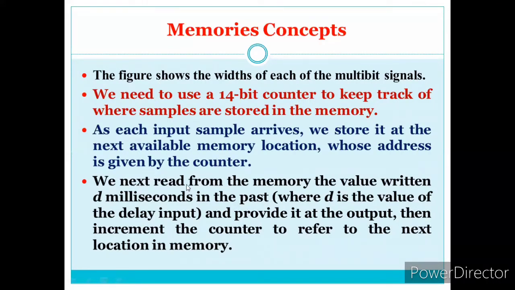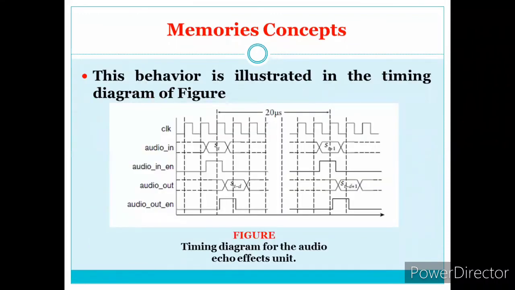We next read from the memory the value written d milliseconds in the past, where d is the value of the delay input. What delay we want is provided there, and it is provided at the respective output when the time is required. Then we increment the counter to refer to the next location. So after the data has been read, the pointer automatically goes to the next location. All this operation is explained with the help of a timing diagram.